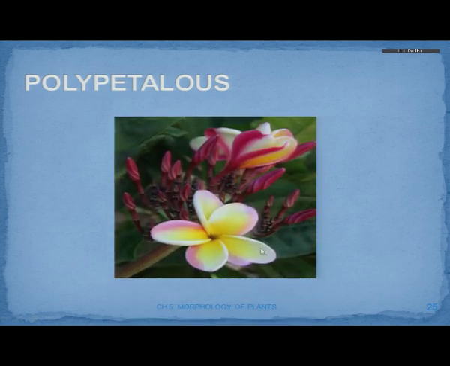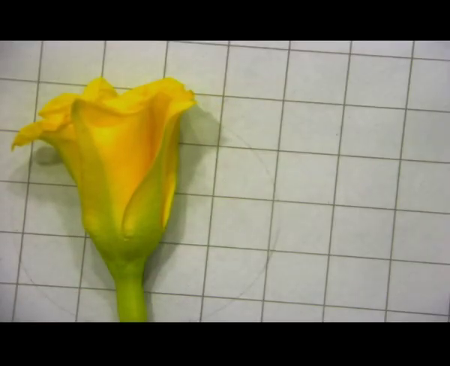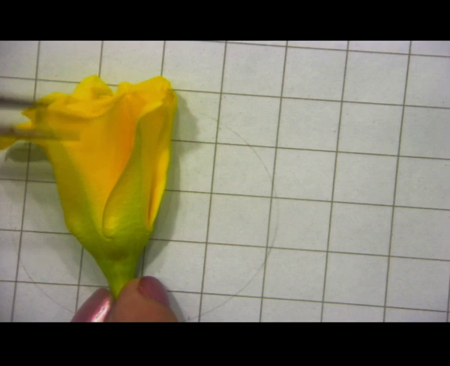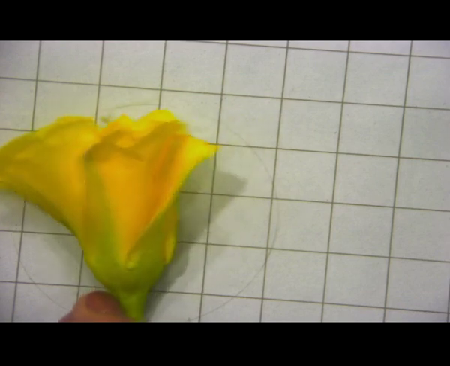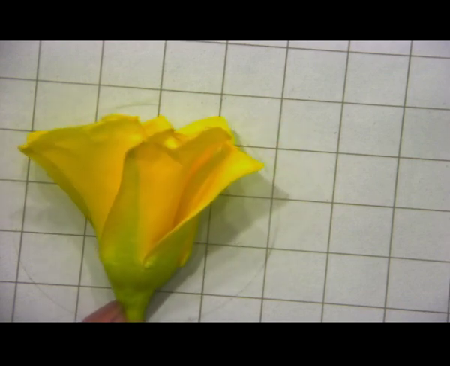Polypetalous means that the petals are free and they are not united. Most of the flowers that I have shown you today are polypetalous. That is, the petals are free, they are not jointed. See, these petals, they are not jointed, they are free. So, they are polypetalous flowers.